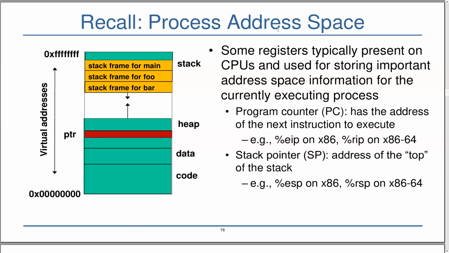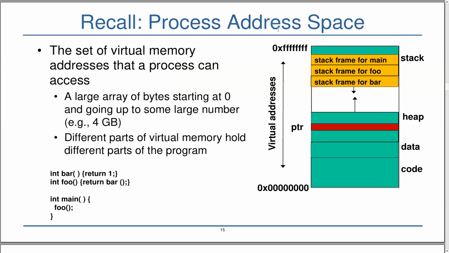So stack pointer, SP, is going to be the address of the top of the stack. Like we talked about here, foo, bar, main, right? Initially it's just main, so your stack pointer should point to main. Once you call foo, your stack pointer is going to get updated. Once you call bar, your stack pointer is going to be updated even further.